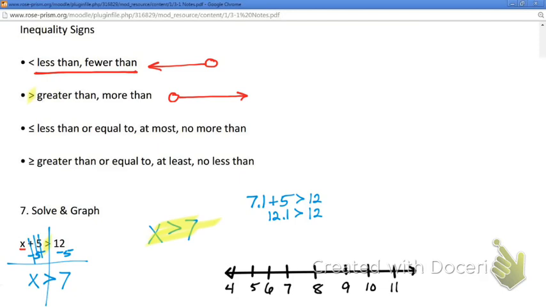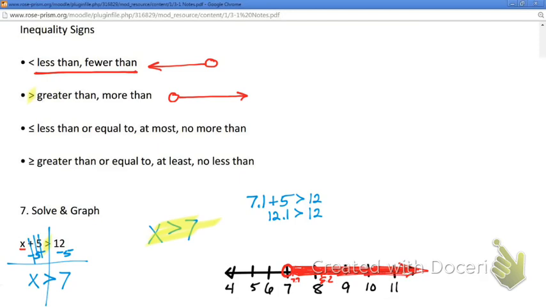Now, why do we use an open circle, which is what we'll use here in this problem? X is greater than 7, so I'm going to draw an open circle on 7, and I'm going to graph everything to the right, or everything that is bigger than 7. What is bigger than 7? Well, 8's bigger than 7. 9's bigger than 7. 10's bigger than 7. 11's bigger than 7. But also, 7.1 is bigger than 7. 8.2 is bigger than 7. So that's why we shade this in. All of those points will make this inequality true.